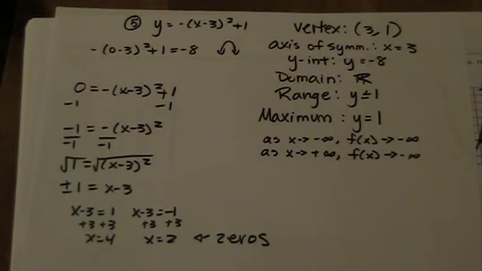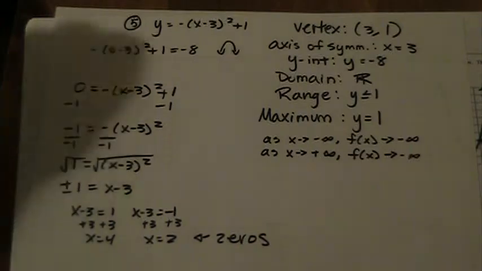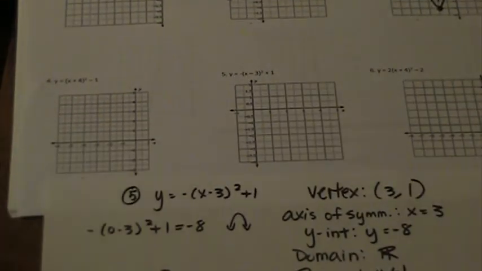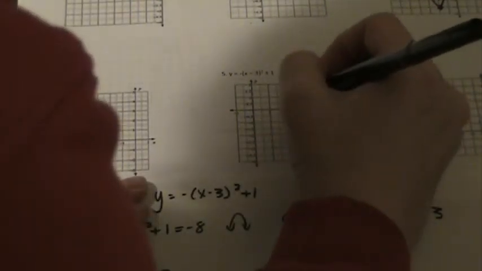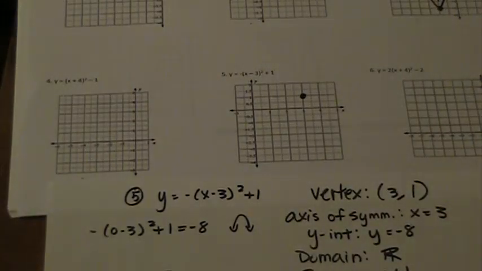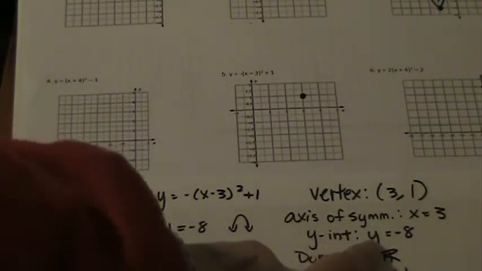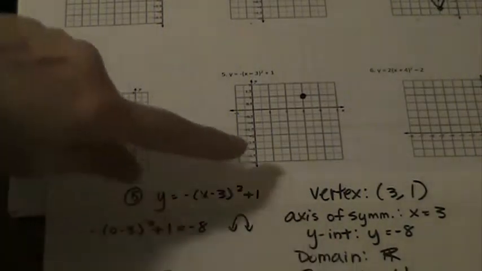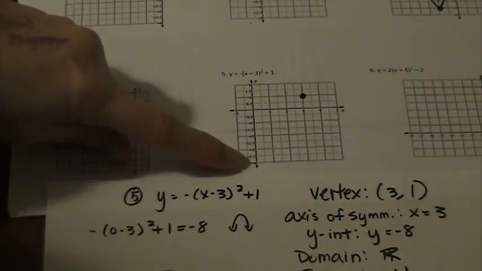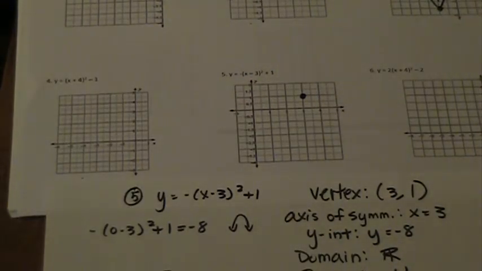That's my x-intercepts. And so now I can use all this information to graph my equation for number 5. So I'm going to start by graphing my vertex, which was 3, 1. So over 3 up to 1. And I could also graph my y-intercept, which says y equals -8. But on this graph they gave me, it only goes to -4, so I can't fit that on there.